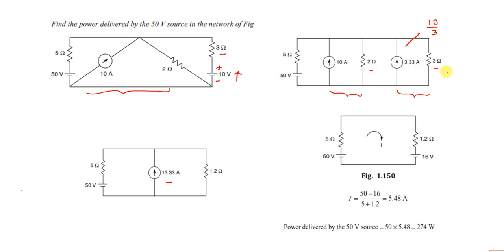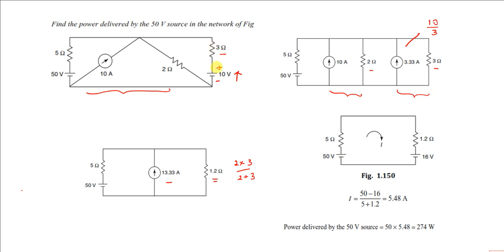Next, between the same two nodes, two resistors are in parallel. These 2 ohm and 3 ohms are in parallel. So 2 into 3 divided by 2 plus 3, the parallel combination, is 6 by 5. 6 by 5 gives you 1.2 ohms. So what is the need of conversion? Here there is a voltage source and there is a current source.